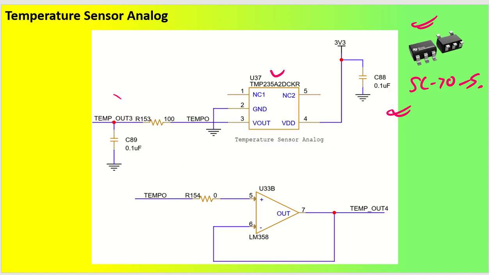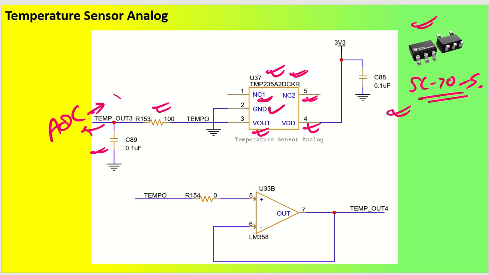So this is also TMP235, but the package is changed, which is DCKR. DCKR is actually the SC70 package, and it also has 5 pins, but you can see pin number 1 and pin number 5 are not connected pins. It means they are not used. So only 3 pins are effective: one is ground, one is your power supply pin, and one is your Vout pin, which is directly connected to one resistor and one capacitor acting as a filter, and then it is going to an ADC pin. I will decide the ADC pin based on the availability of pins in the microcontroller, and you can name that particular IO as TMP_OUT3.